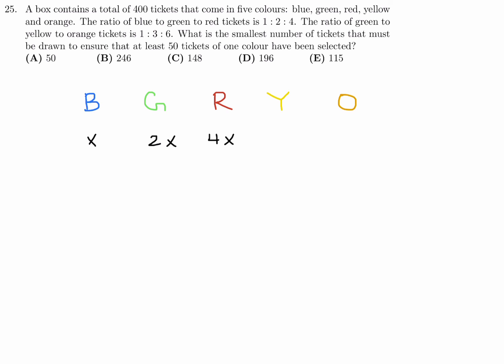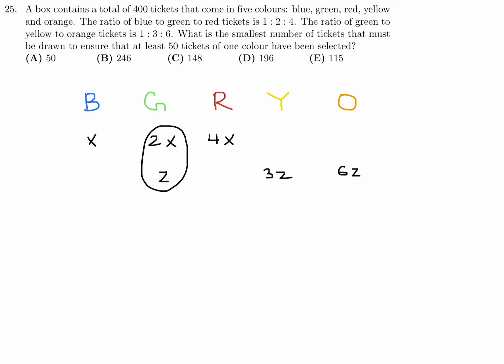So I will write Z, 3Z, 6Z. What is the smallest number of tickets that must be drawn to ensure that at least 50 tickets of one color have been selected? All right. So the first thing we have to do is find out the distribution of these tickets, considering that they all add up to 400.